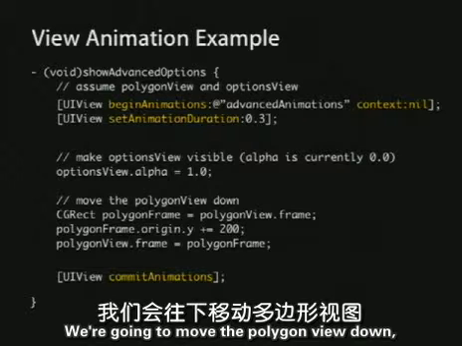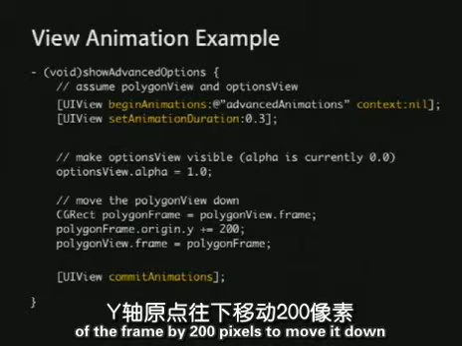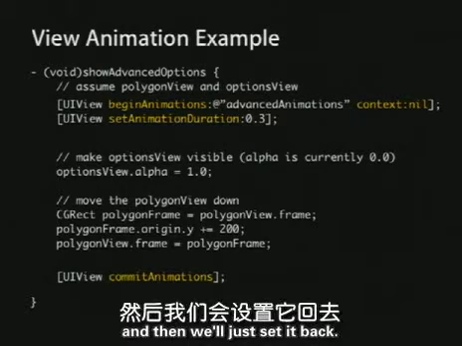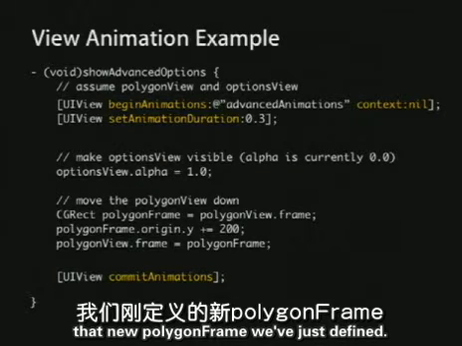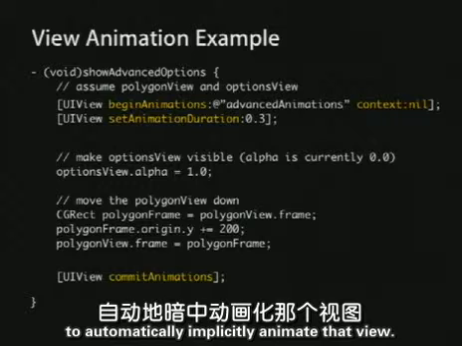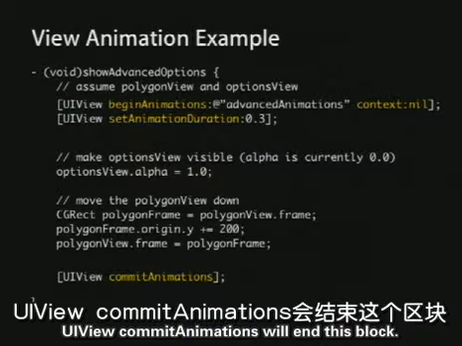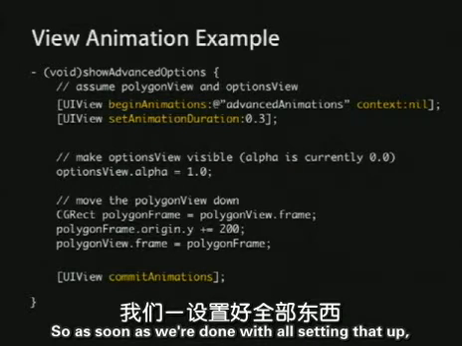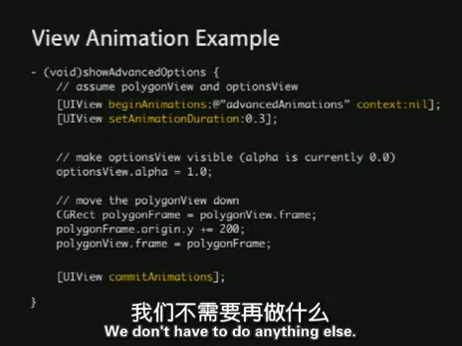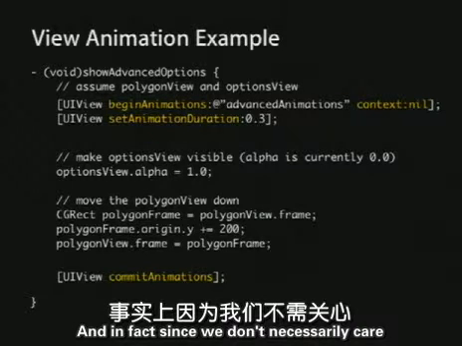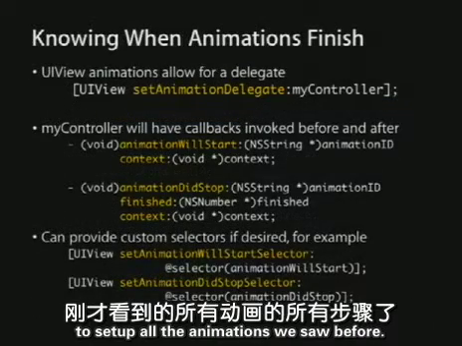We're going to move the polygon view down. So we'll get its frame, adjust the Y origin of the frame by 200 pixels to move it down, and then we'll just set it back. So polygon.view.frame equals that new polygon frame we just defined, and that's going to automatically implicitly animate that view. And finally, UIView commit animations will end this block. So as soon as we're done with all setting that up, we return from the processing of our event. Those animations will begin automatically. We don't have to do anything else. And in fact, since we don't necessarily care when they finish, that's really all we have to do to set up all the animations we saw before.